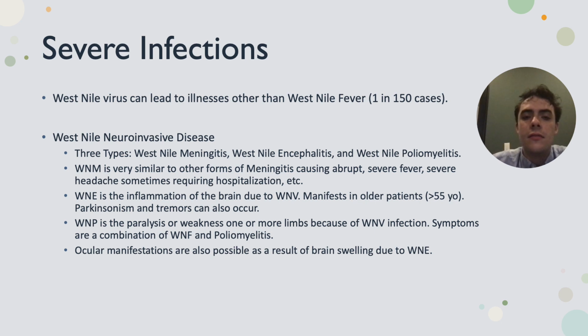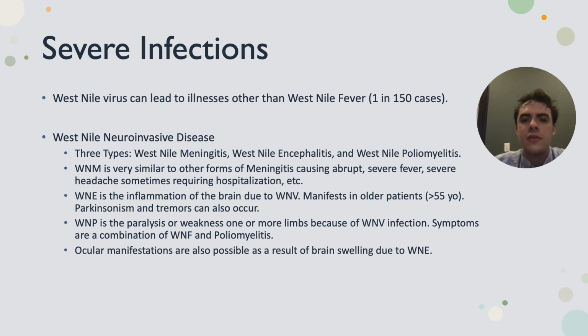The second neuroinvasive disease that I want to talk about is called West Nile encephalitis, and this is actually the inflammation of the brain that is caused by infection from the virus. This typically manifests within older patients who are 55 years or older, and it can also result in Parkinsonism or in tremors. Again, this disease is found in elderly patients, and it is the same disease that would have been found in the outbreaks in the 1950s in Egypt and Israel, when many nursing homes had become infected with the disease and many patients had experienced brain swelling.